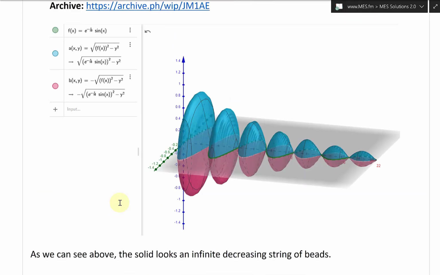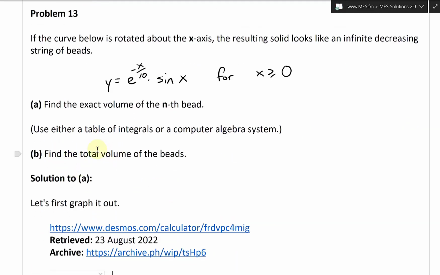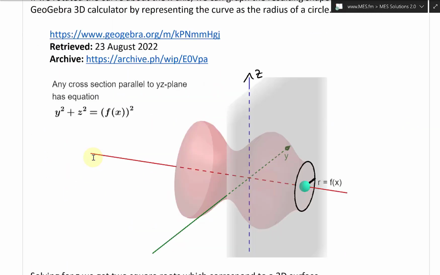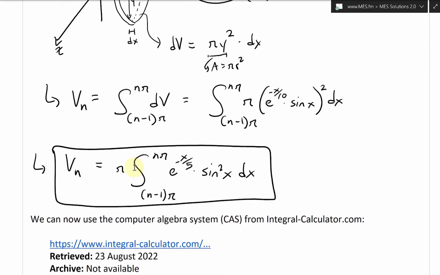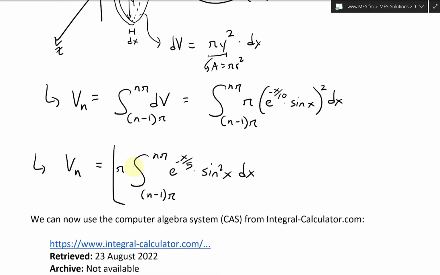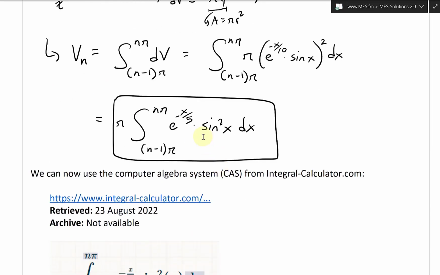So let's go back to the question and look at the question of part B. So that was the exact volume of the nth bead. So now we're asked to find the total volume of the beads. Alright, and also here, because this is just the integral, not the exact one we solved, I'll just box this out, not the n there. I'll remove this, so we're not emphasizing it as much.